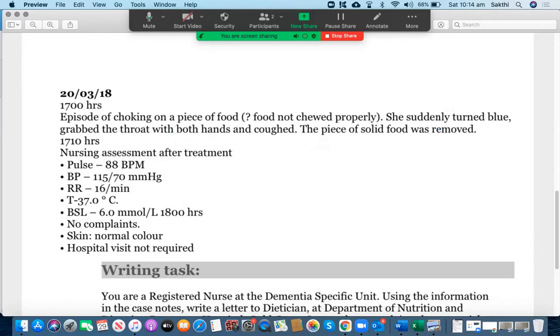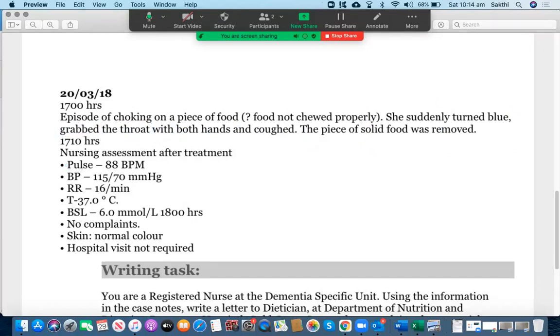Try not to use "grabbed the throat." You can say something else, maybe she held her throat using her hands, with different words. The piece of solid food was removed. Then nursing assessment after treatment, pulse, everything is normal, isn't it? Everything is normal, sir.